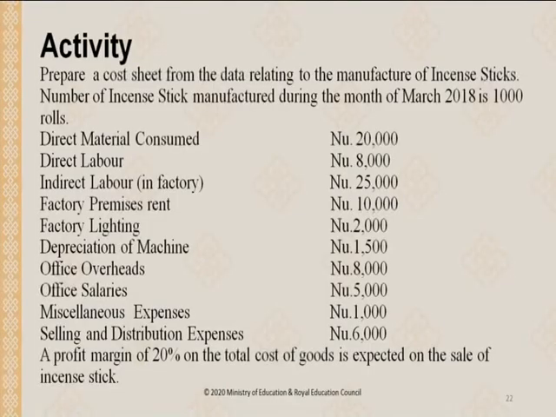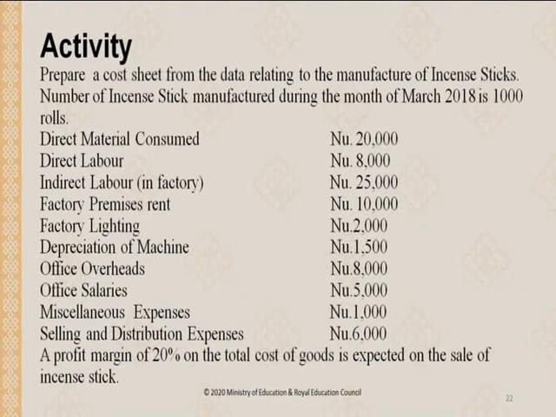Prepare a cost sheet from the data relating to the manufacture of incense sticks. Number of incense sticks manufactured during the month of 2018 is 1,000 rolls or 1,000 units. Then direct material consumed 20,000, direct labor 8,000, indirect labor in factory 25,000, factory premises rent 10,000, factory lighting 2,000, depreciation of machinery 1,500, office overheads 8,000, office salaries 5,000, miscellaneous expenses 1,000, selling and distribution expenses 6,000.